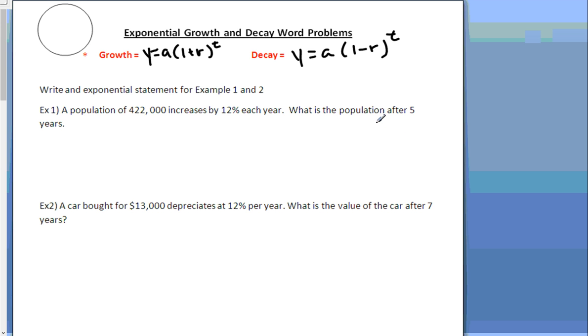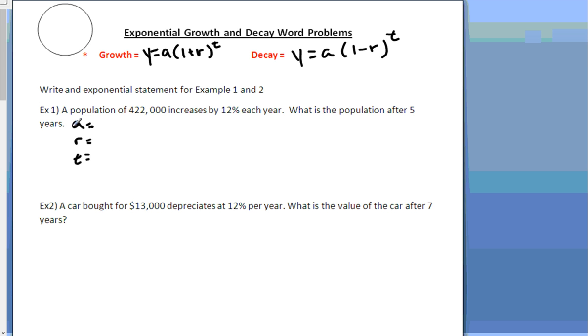All right. So what I need you to do is, on each problem, we're going to have to identify the A number, the R number, and the T number. And we're also going to have to identify if it's growth or decay. So let's read this. The population of 422,000 people increases by 12% each year. What is the population after 5 years?